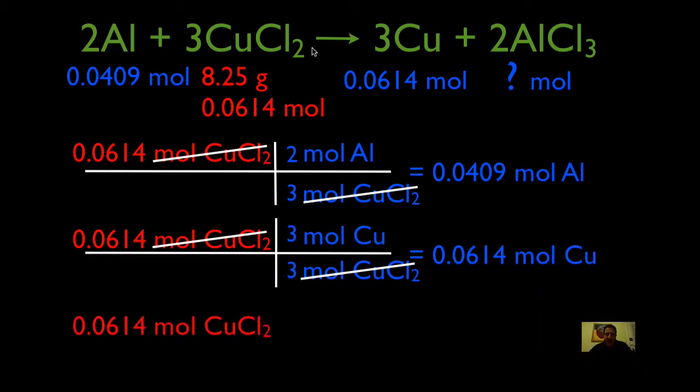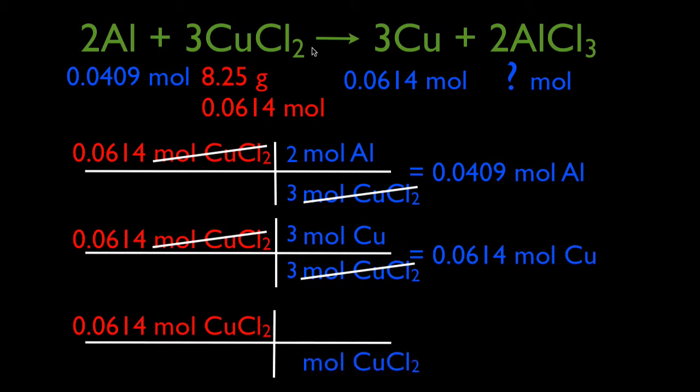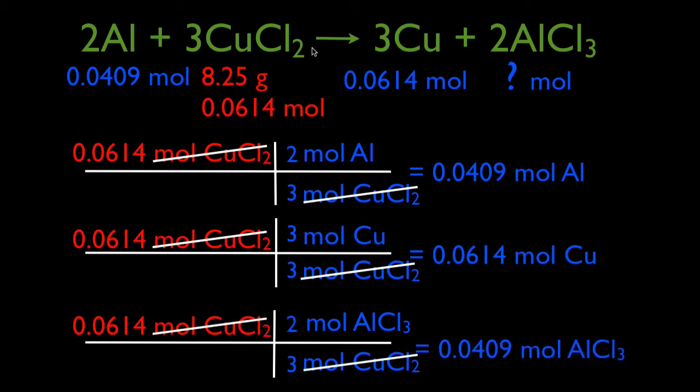Okay, we just have one more. We're going to start again with the 0.0614 moles of copper chloride. Write down our railroad tracks, copper chloride in the bottom, aluminum chloride in the top, molar ratio 3 to 2, 2 to 3, and we can cancel the moles, and we see that that is going to be 0.0409. And you'll notice that this value and this value are the same because this is a coefficient of 2 and this is a coefficient of 2. So that's basically 2 to 2, or if we reduce that, a 1 to 1 ratio.